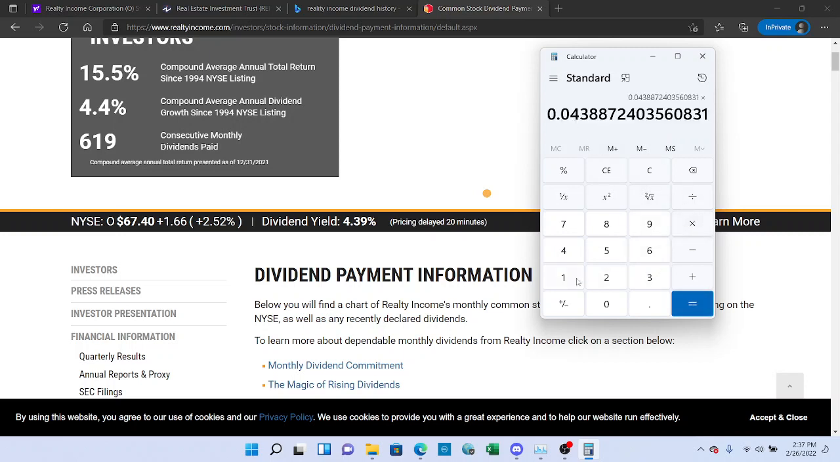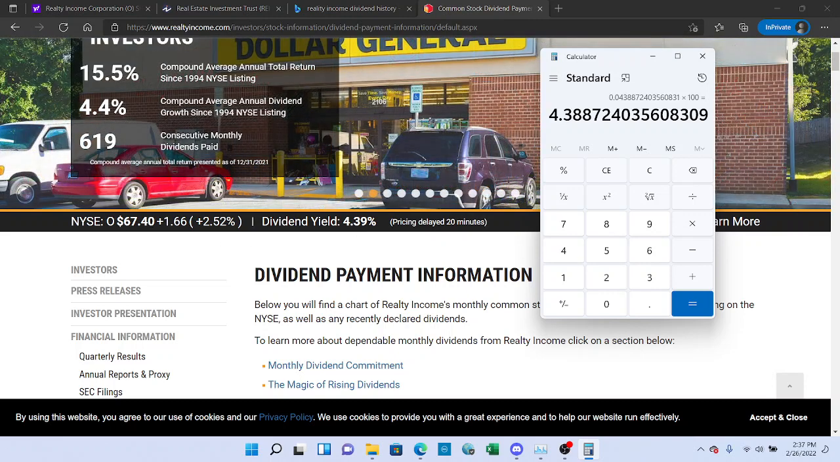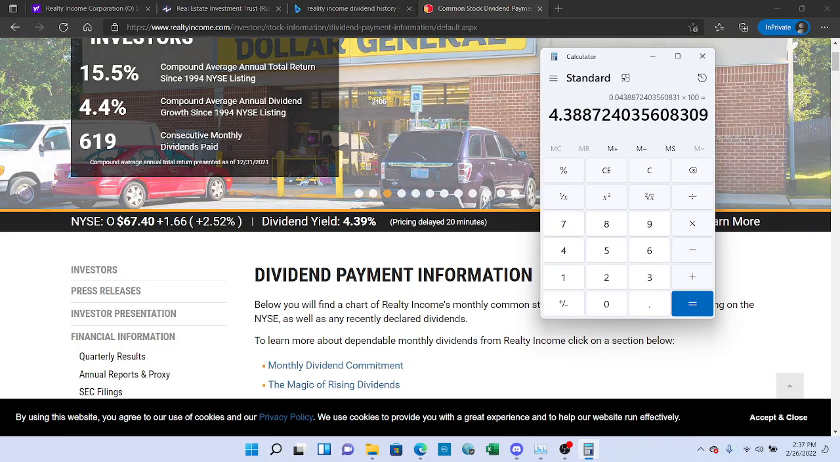We want to multiply this by 100 because it's a percentage. So that's about 4.38. And if we round that up, that's 4.39. Right here, it says dividend yield 4.39. So this is pretty up to date right here. So basically you're getting a 4.39% return on your investment here if you were to purchase it at this price right here.